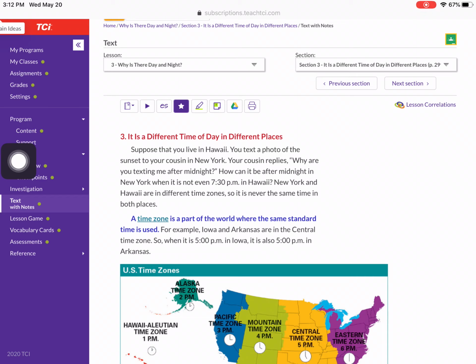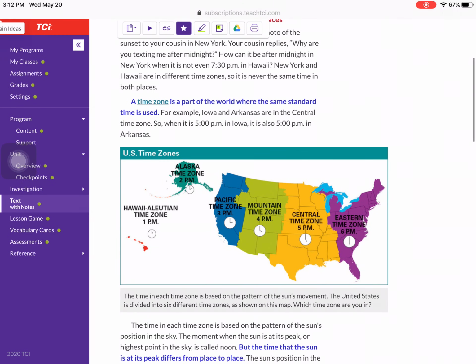It is a different time of day in different places. Suppose that you live in Hawaii. You text a photo of the sunset to your cousin in New York. Your cousin replies, "Why are you texting me after midnight?" How can it be after midnight in New York when it is not even 7:30 p.m. in Hawaii? New York and Hawaii are in different time zones, so it is never the same time in both places. Next section.